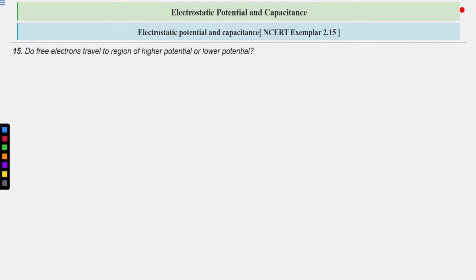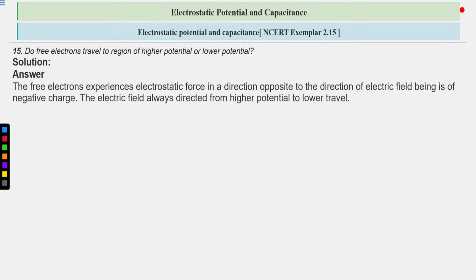So the answer for this question is: the free electron experiences electrostatic force in a direction opposite to the direction of electric field, being of negative charge. They are negative charge particles, so they will experience force in the direction opposite to the electric field. The electric field is always directed from higher potential to lower potential.